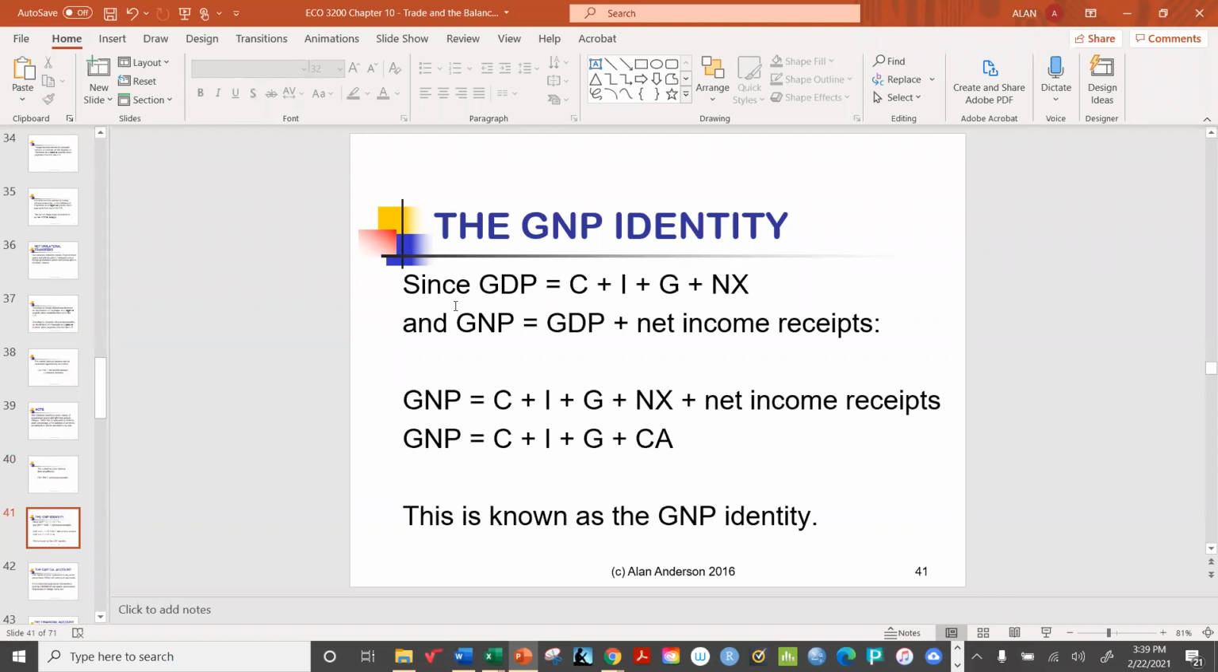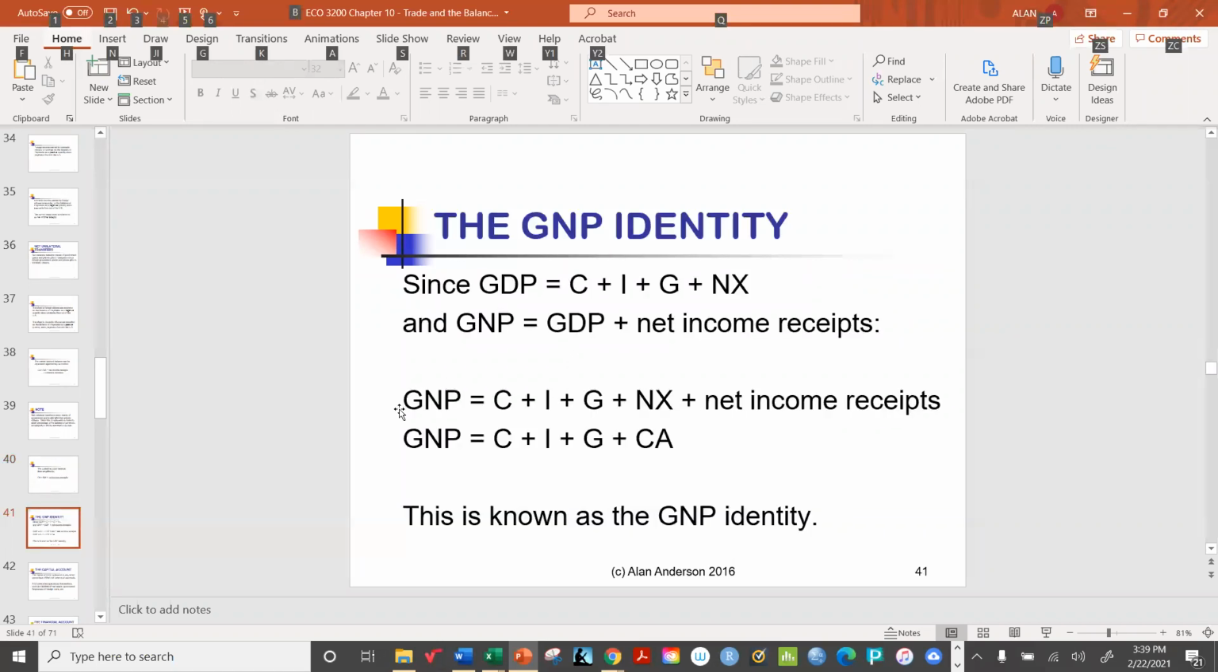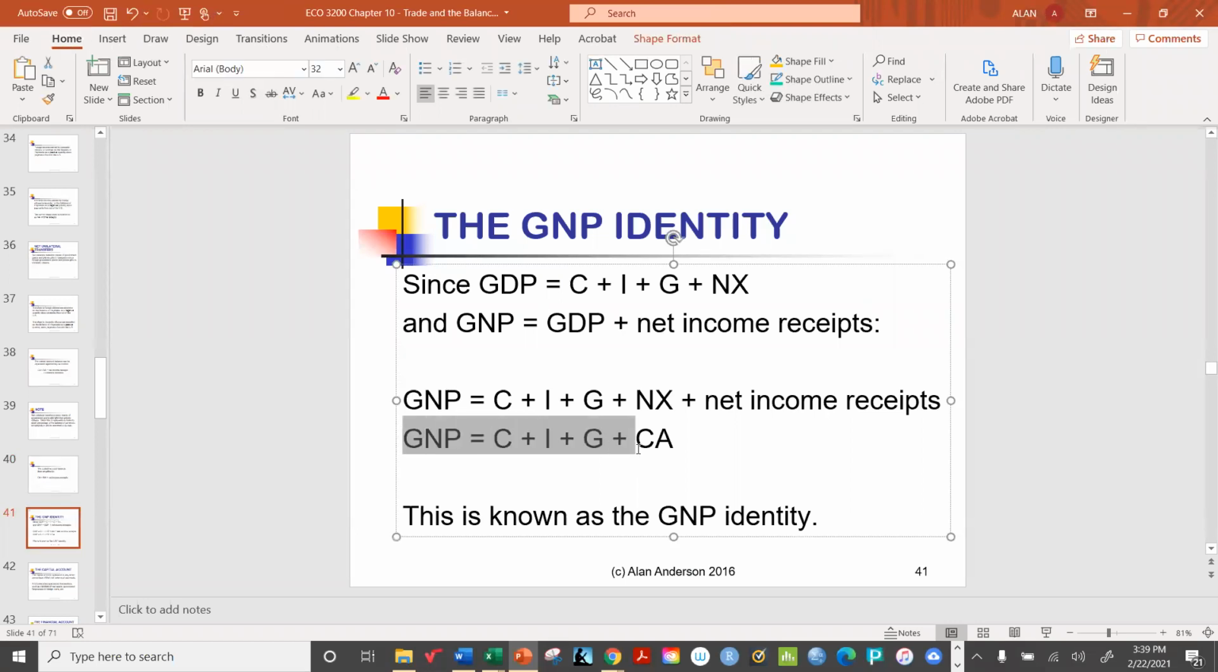So therefore, we can bring this all together now, and we can see that there's a GDP identity. If we treat the current account balance as simply the trade balance plus net income receipts, then we have this as our GNP identity, where the last term is not net exports, but the current account balance.